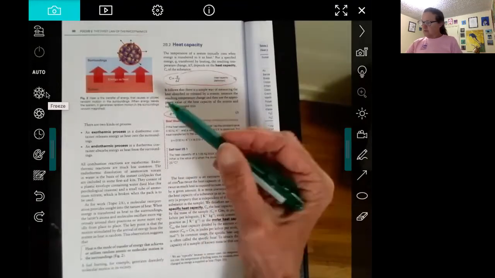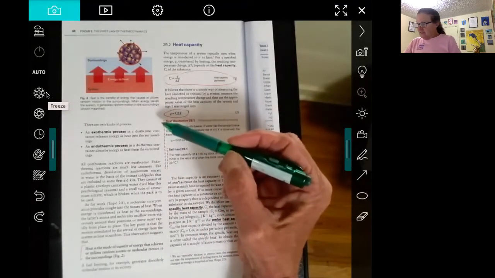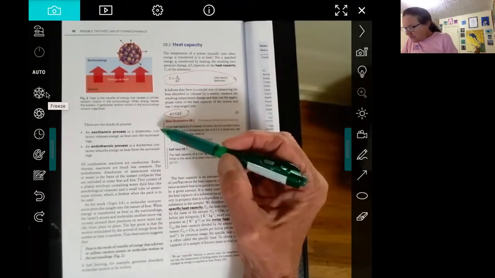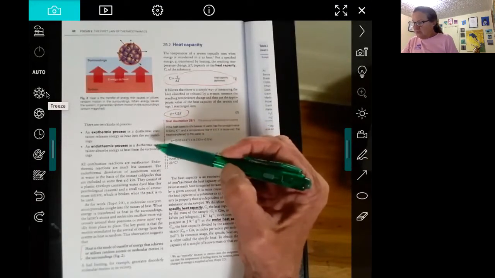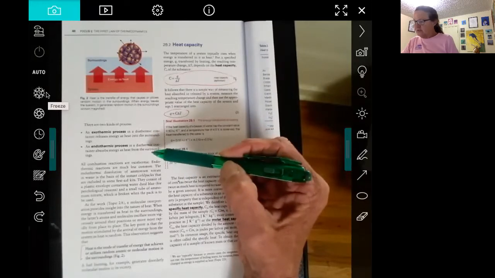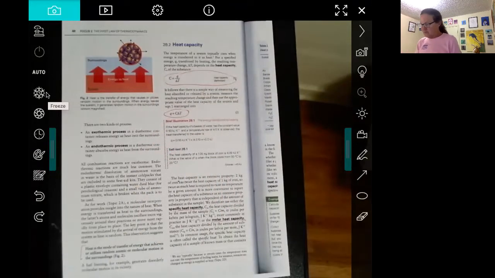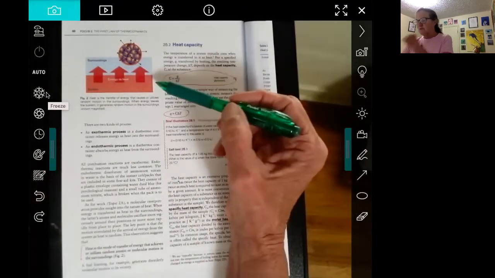Two words you should remember: an exothermic process is one in a diathermic container releasing energy as heat to the surroundings, and then endothermic is when you have it in a diathermic container and it absorbs energy as heat from the surroundings. And so heat is a mode of transfer of energy that utilizes random atomic or molecular motion in the surroundings. So we had a similar picture for work.